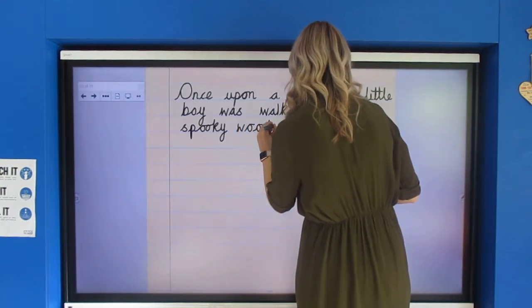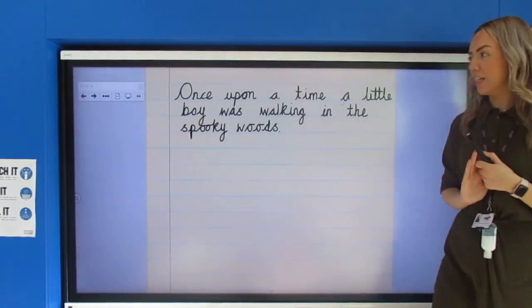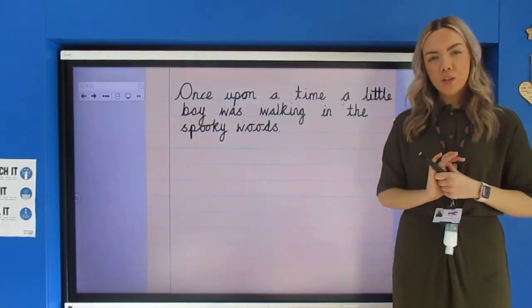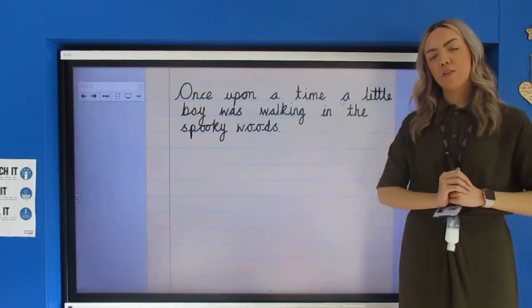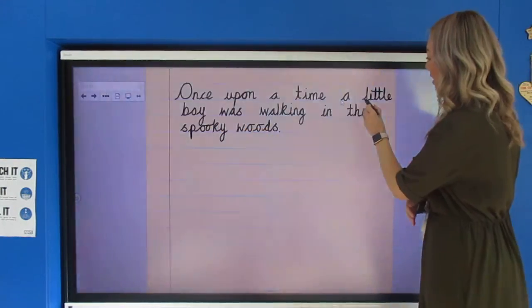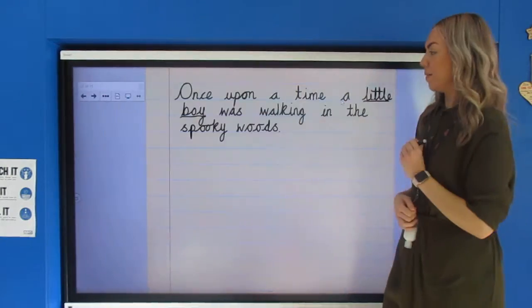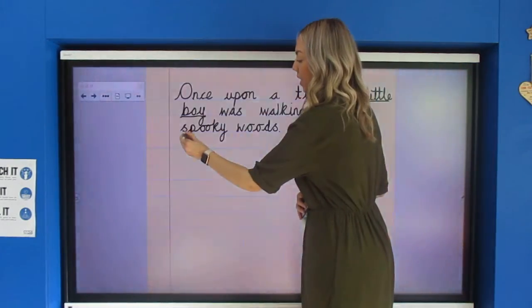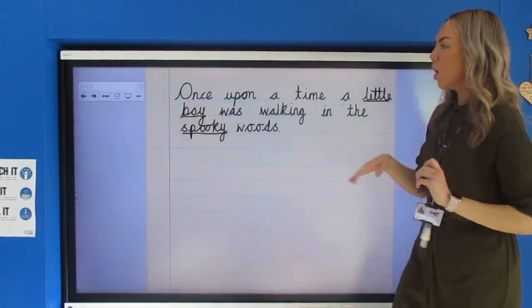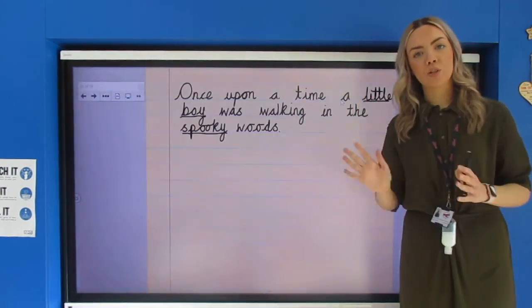Okay. So there is my first sentence. Have I told the reader about the character? I have. My little boy, he's here. Have I used an adjective? I have. Yeah. Okay. Once upon a time, a little boy was walking in the spooky woods.